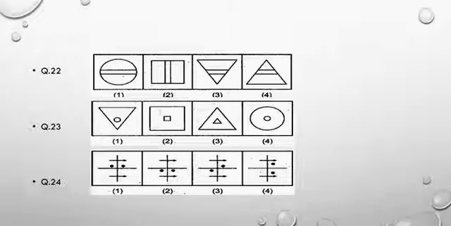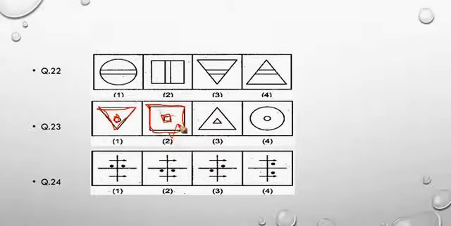Let's move to next question. Question number 23. There are four problem figures given. In problem figure 1, the outside design is a rectangle inside which there is a circle. In case of problem figure 2, the outside design is a square, inside also a square. So both the designs are similar.